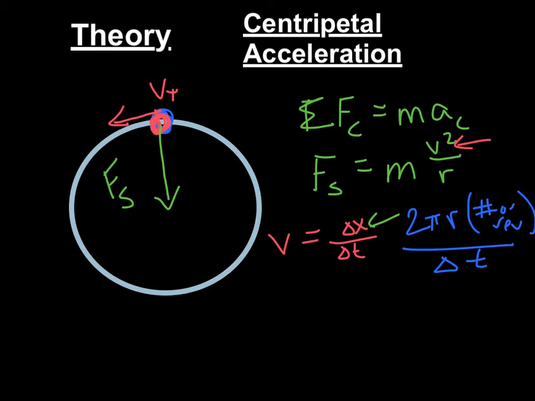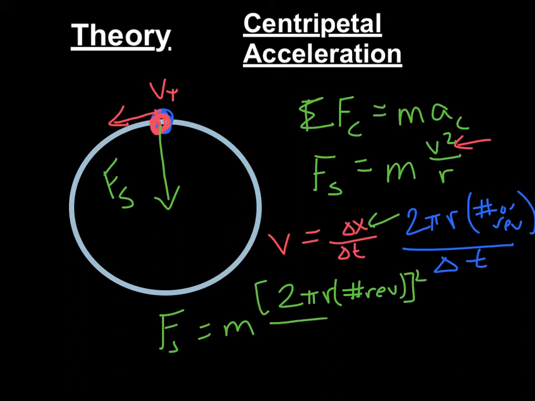Right? So plugging this into the equation above, we get the force from the spring equals m times (2 pi r times number of revolutions) squared over delta t squared times your radius. Radius being just this radius of the circle.